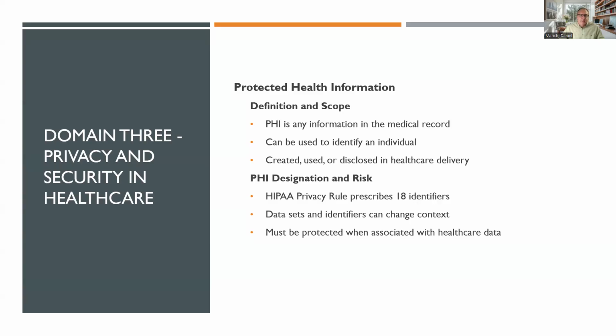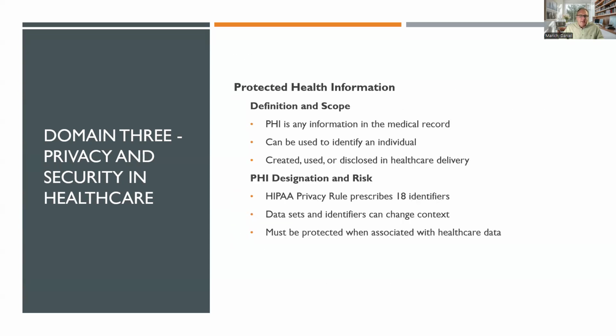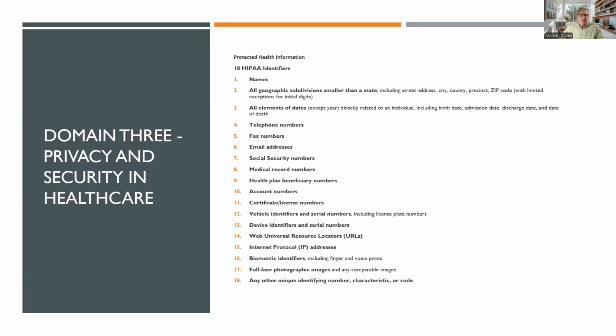So any information held by an organization that's part of healthcare delivery is protected health information. All right, so HIPAA outlines 18 identifiers, right? Data sets and identifiers can change context. This is a big concept, right? It can change context and must be protected when associated with healthcare data. So if the data set is associated with healthcare data, it becomes protected health information. Here are the 18 identifiers. You've got to know these. You have to be familiar with these.